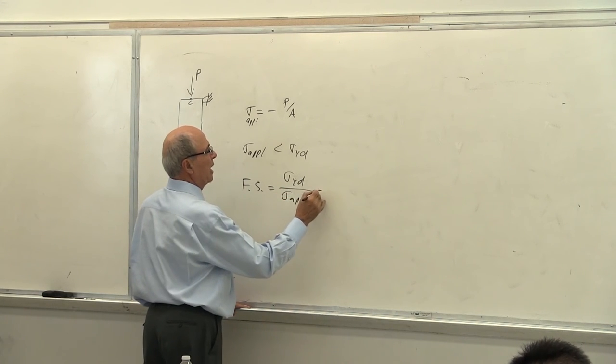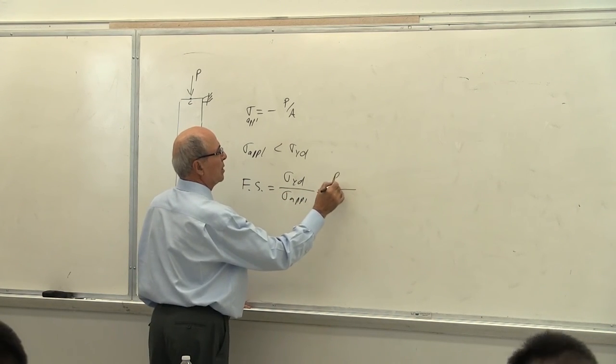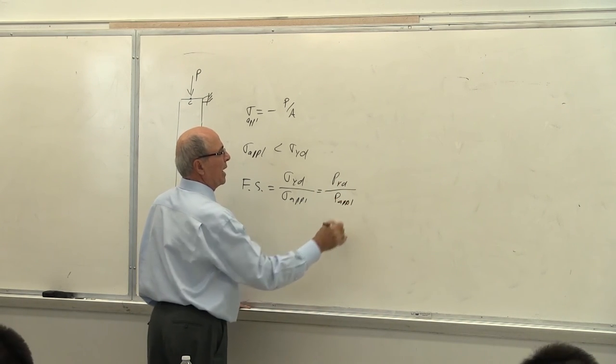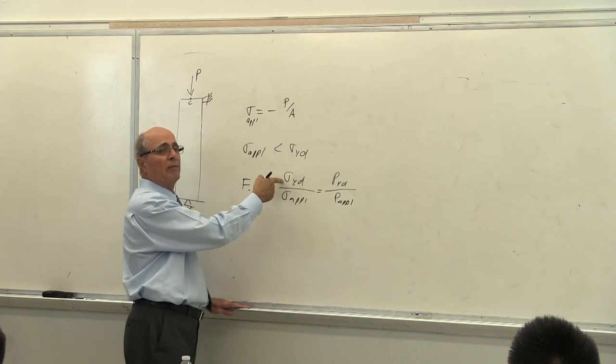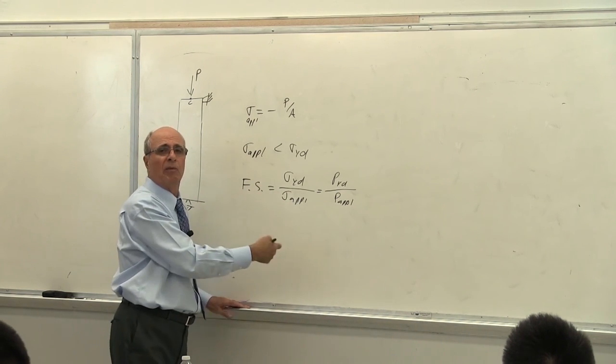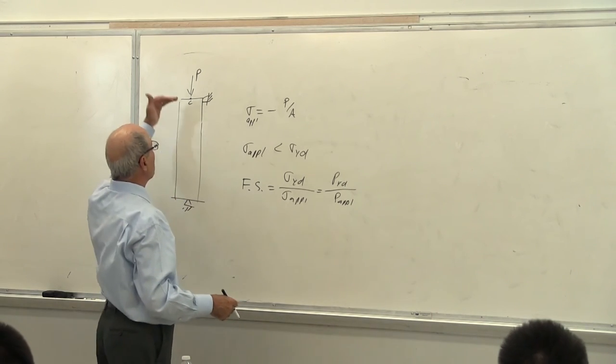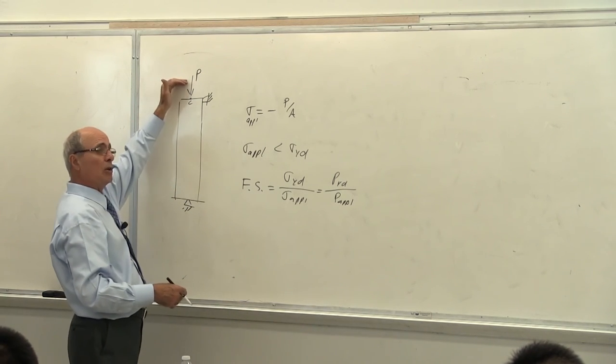So you have a factor of safety of sigma yield over sigma applied. And many times we ask that about the P yield, the P that causes yield, divided by P applied. We use either one of them because sigma, after all, is equal to P over A. This is P over A and A drops out. Yes or no?